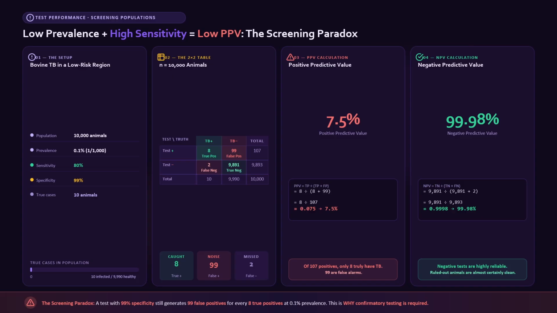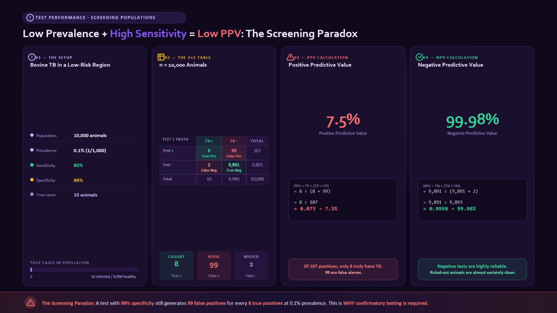Here's the screening paradox in one sentence. When prevalence is very low, even a high specificity test generates far more false positives than true positives. The math isn't broken and the test isn't bad, it's the low prevalence doing the damage. And that's exactly why a positive screen can never be the end of the story. You confirm before you act.